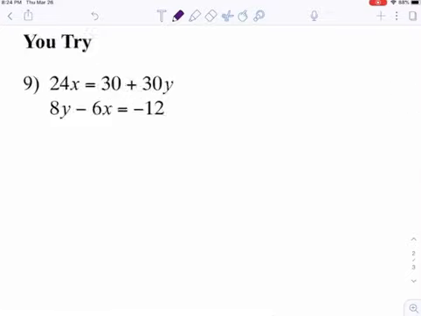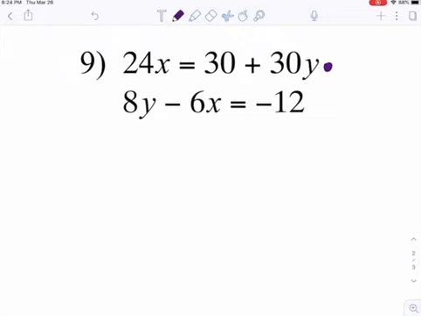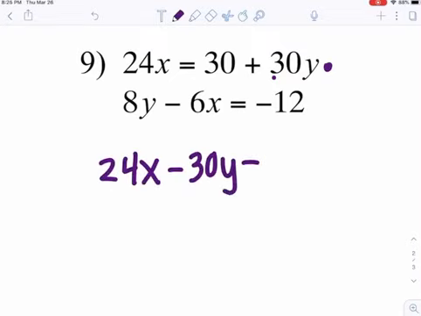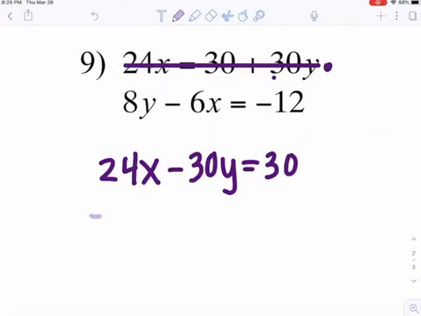Okay, so number 9, the variables are not lined up, so I'm going to rearrange this one in the dark purple. So I'm going to subtract -30y from both sides. So I'm going to get 24x minus 30y equals 30. And then I'm just going to switch the x and the y so that the x's and y's are going to line up in that bottom equation. So I'm going to put -6x plus 8y equals -12.